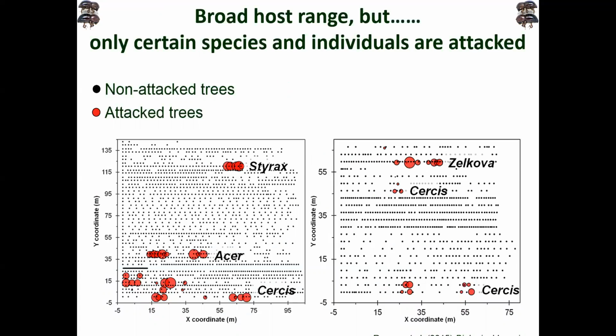So for instance, what you see here are two plots from two separate nurseries. The black dots represent trees that were not attacked, and the red dots represent trees that were attacked. And the larger the red circle, the more attacks there were on that individual tree. So basically what we found is that there was not a random distribution of attacked trees. In other words, despite this capability to attack several hundred species of trees, they were targeting certain individuals.